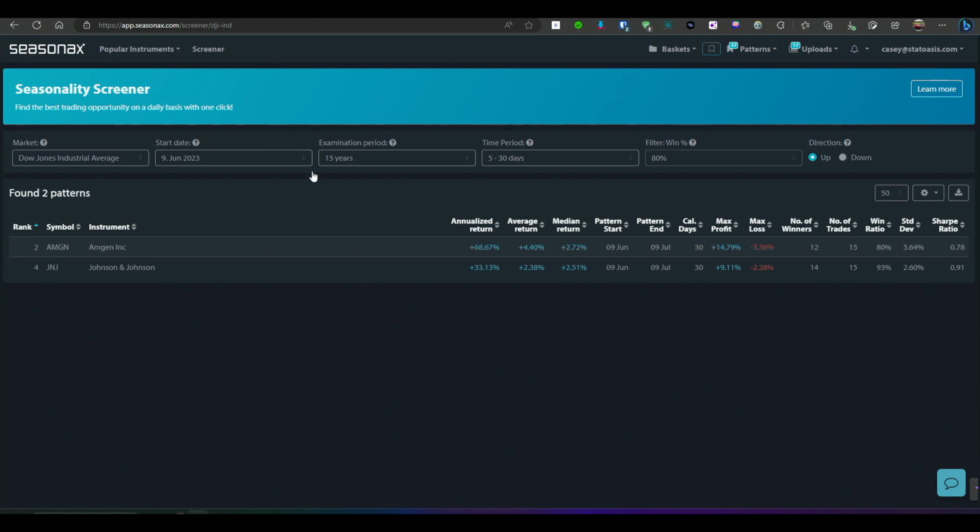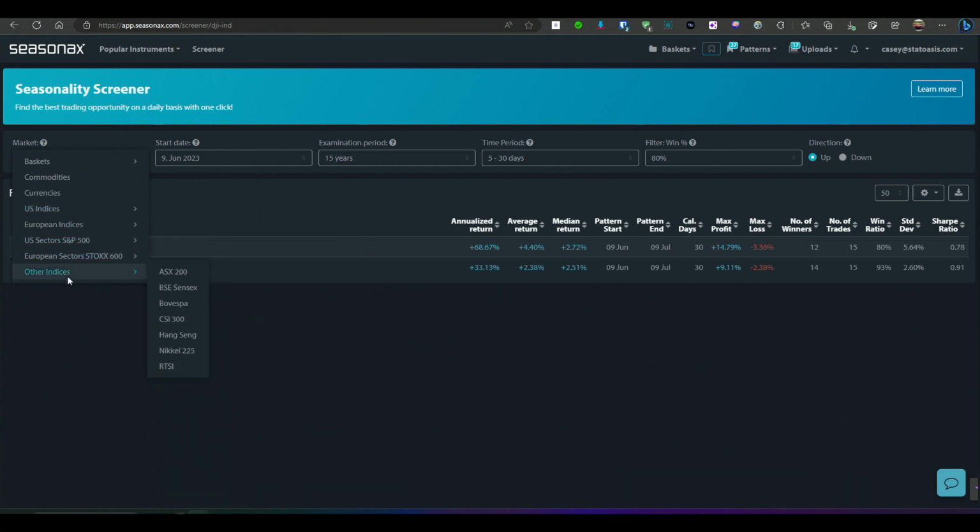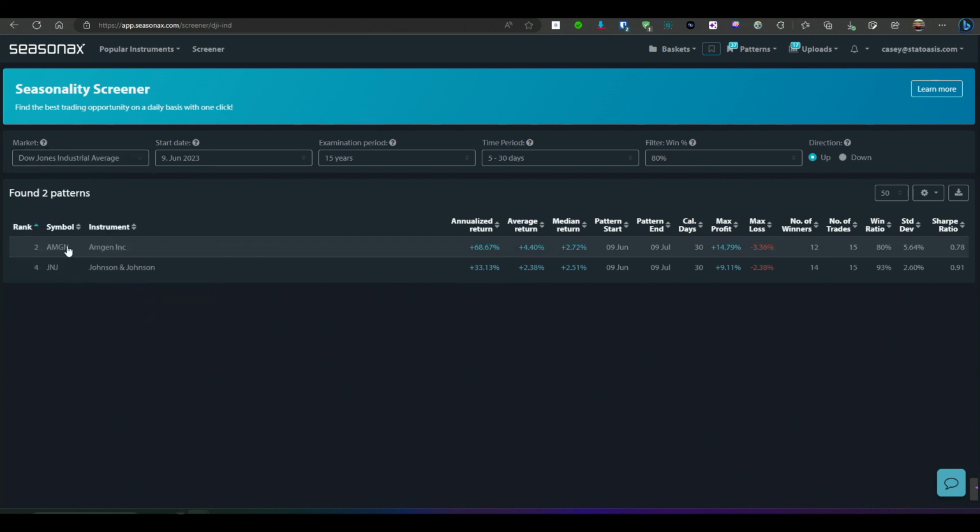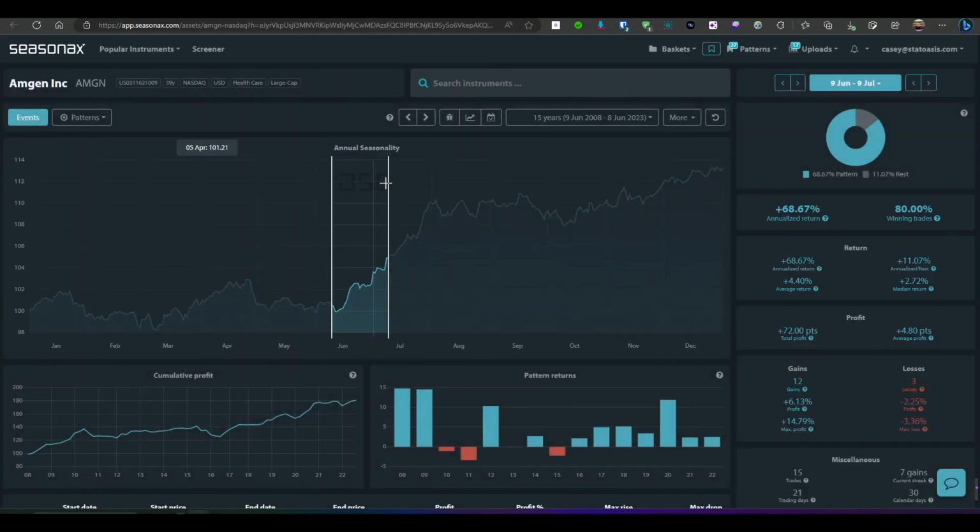So for example, based on this, I have Amgen and Johnson & Johnson. These are two patterns that are found within these filters. Here you can pick baskets, or you can pick commodities, currencies, US indices, European indices, US sectors, European sectors, and other indices around the world. Let's click on Amgen. Once you have the patterns, the pattern is highlighted and you get all these statistics.